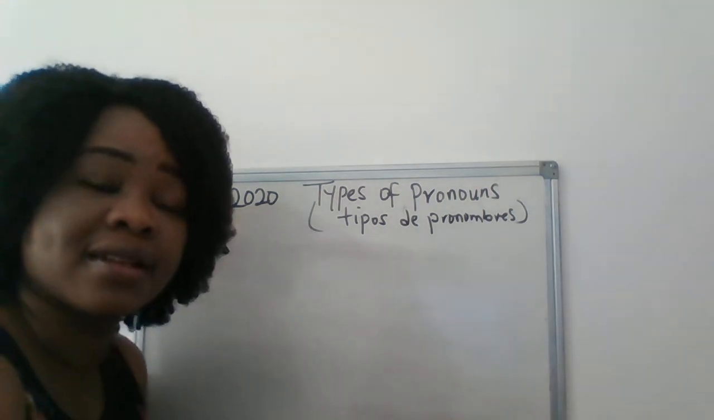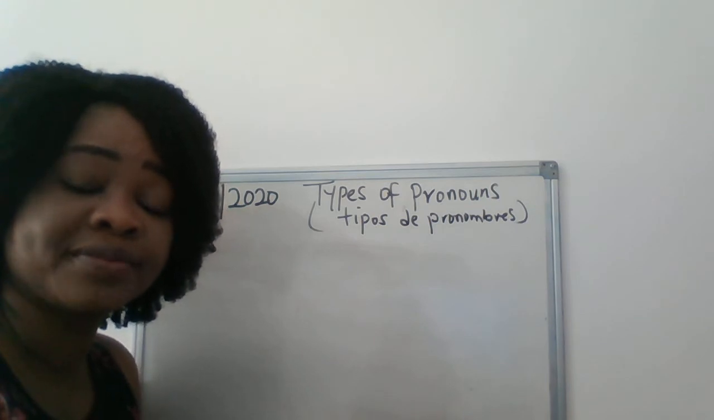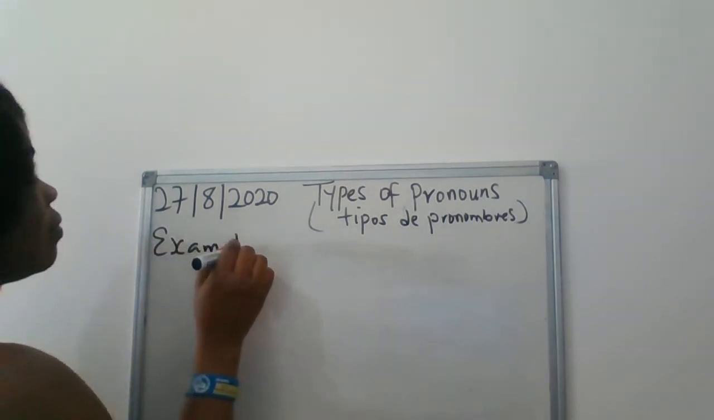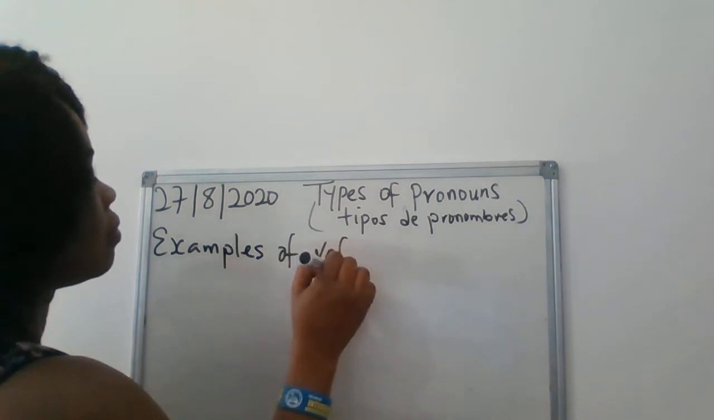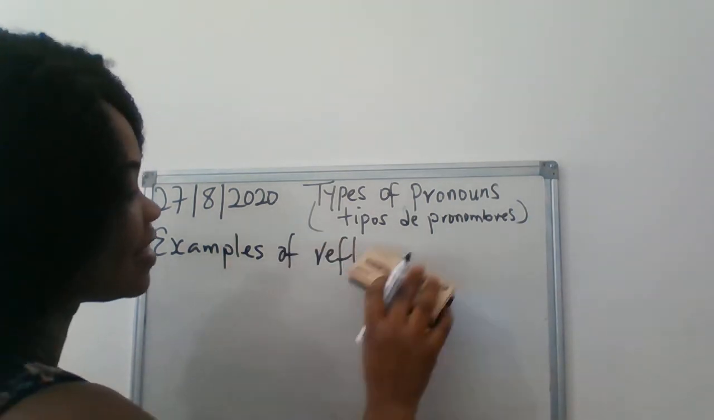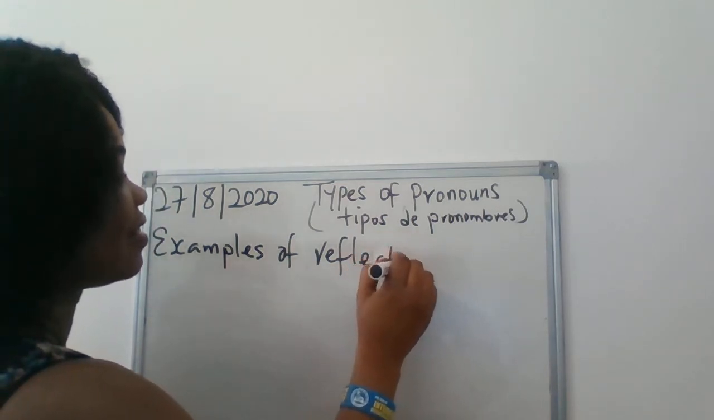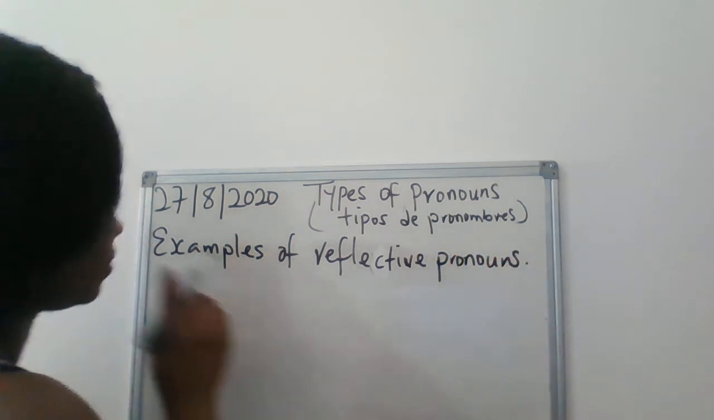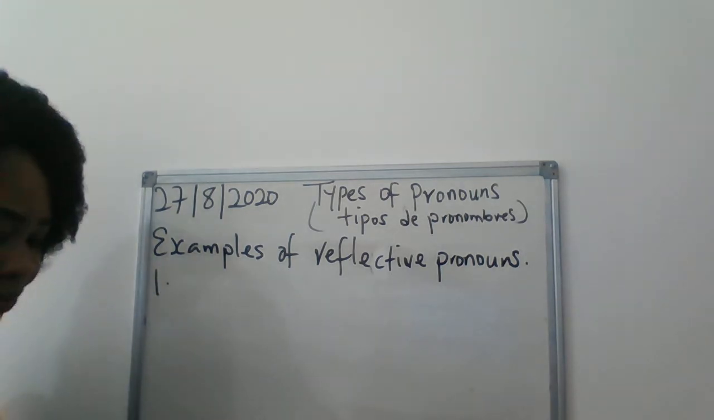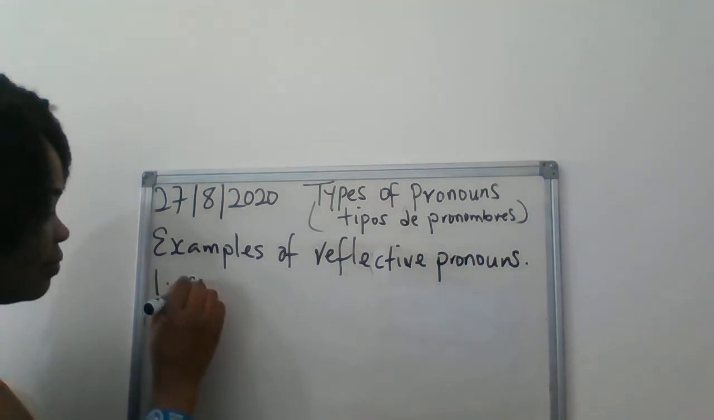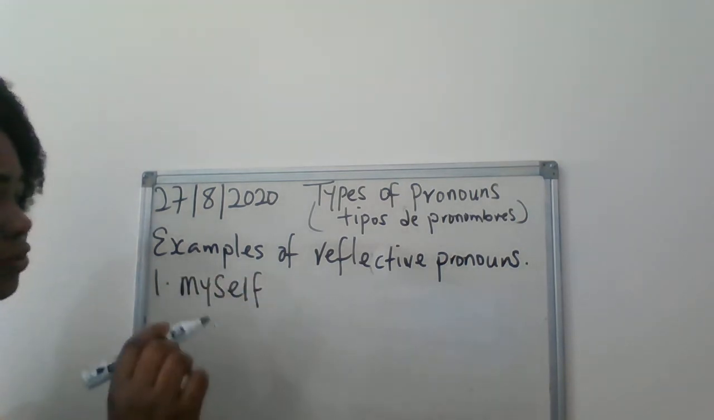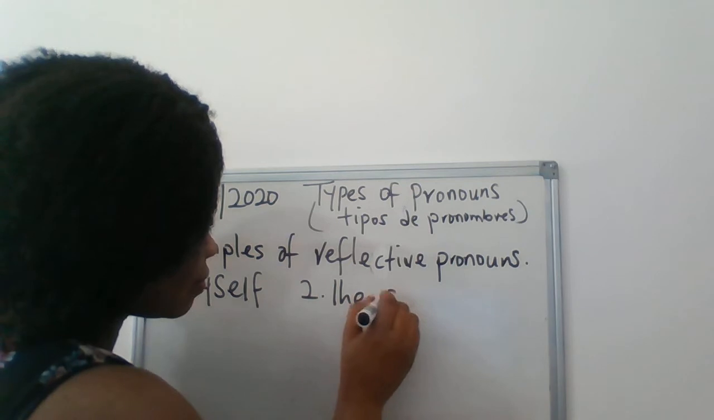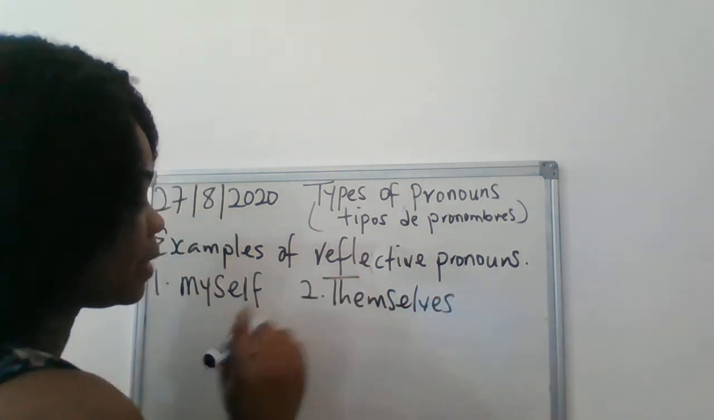Vamos a ejemplos reflexivos pronombres, ¿vale? Let's go to examples of reflective pronouns. Sorry, to write it in Spanish. Pronouns. One, we have myself. Two, we have themselves.